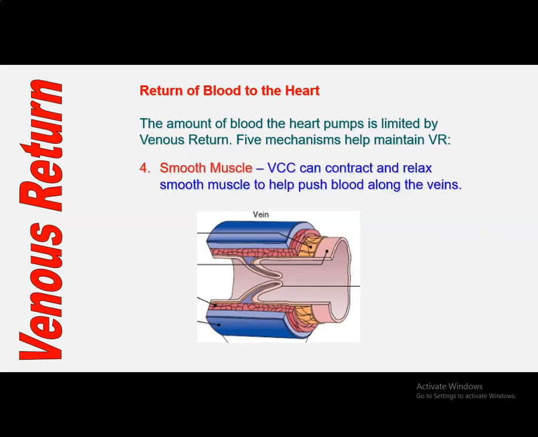We have smooth muscle. Now, our veins are classed as smooth muscle. Smooth muscle is involuntary, okay? And smooth muscle can contract or relax, and this will help push blood along the veins as they contract, as they relax, as they contract. Again, it just pushes blood along the veins. Now, this happens because of the vasomotor control center located in the medulla oblongata of the brain, okay?